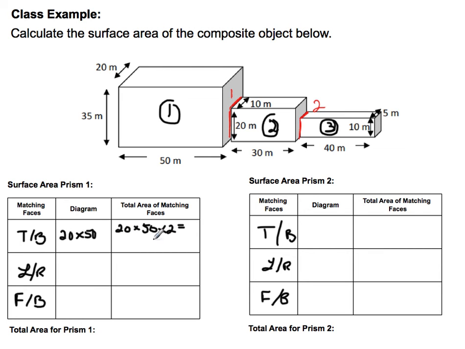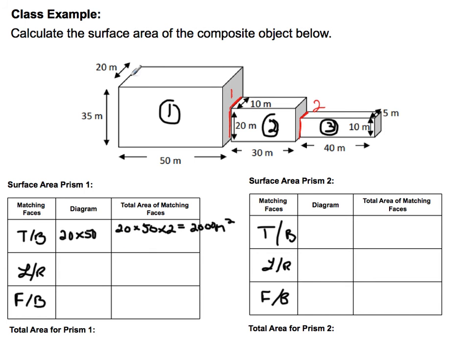And I'm going to get 20 times 50, which is 1,000, times 2 is 2,000 meters squared. Is it meters? Yeah, meters squared. I better put 2,000 in there. Okay. Now, what are the dimensions for left and right?